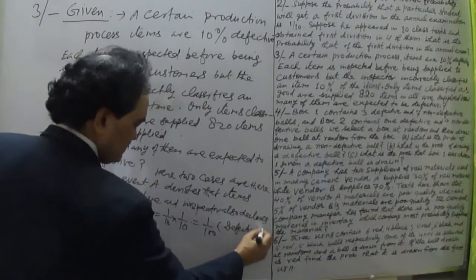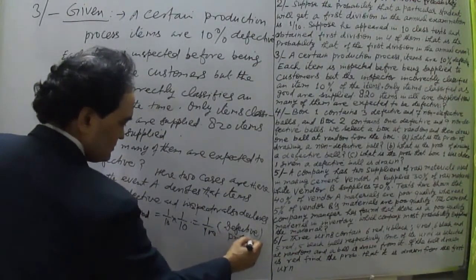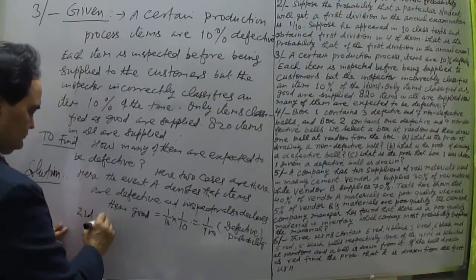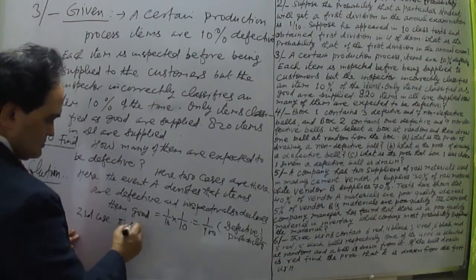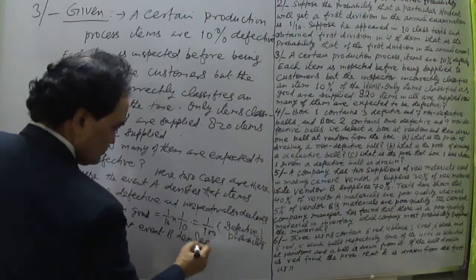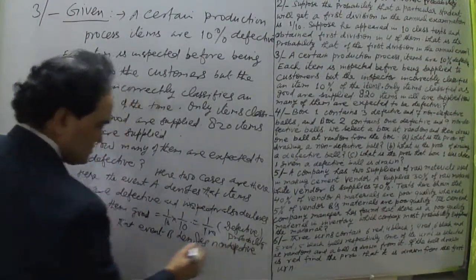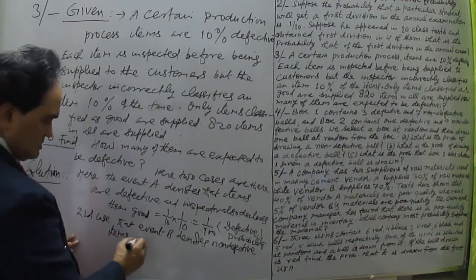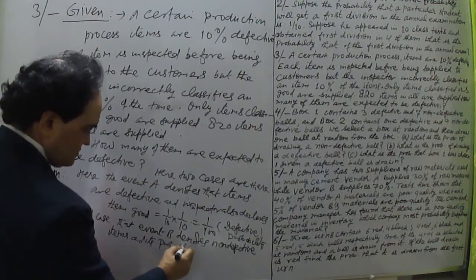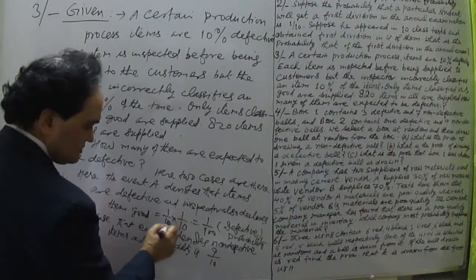Defective, this is the defective probability, we can say. Secondly, the second case is that event B denotes non-defective items, and its probability is 9 upon 10. Why? Because 1 upon 10 is defective and 9 upon 10 will be non-defective.